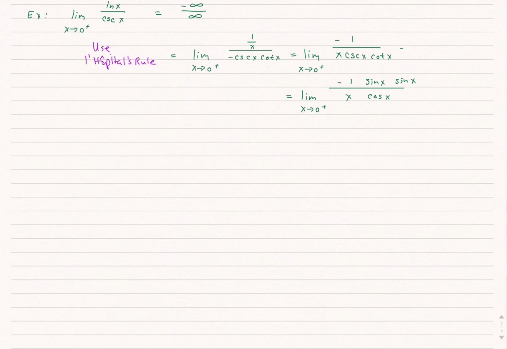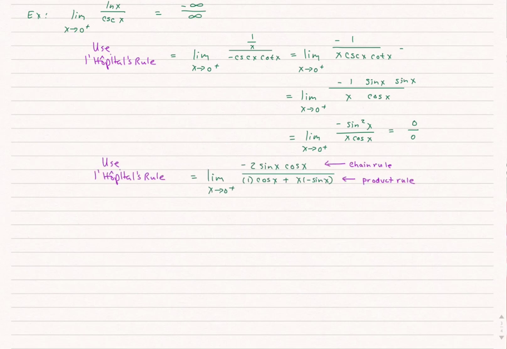And when I simplify this and use my trigonometric relationships that cosecant of x is 1 over sine x and cotangent x is cosine x over sine x, I get this down to the following. And I end up with this being 0 over 0. So this is a different indeterminate form, but I can still use L'Hopital's rule. When I take the derivative, I use the chain rule and product rule to get this. And now when I substitute x equal to 0 from the right-hand side, I get negative 0 over 1, which is just equal to 0.